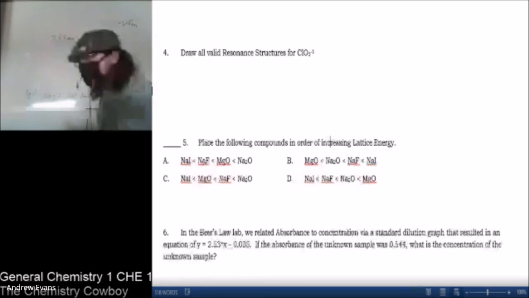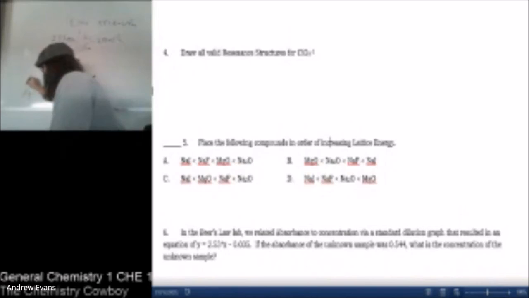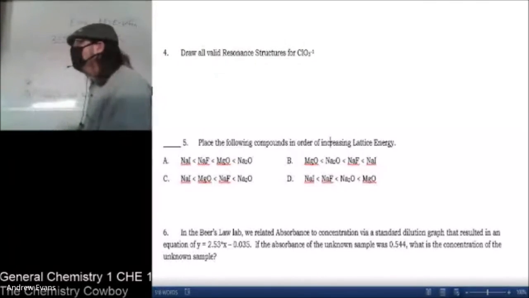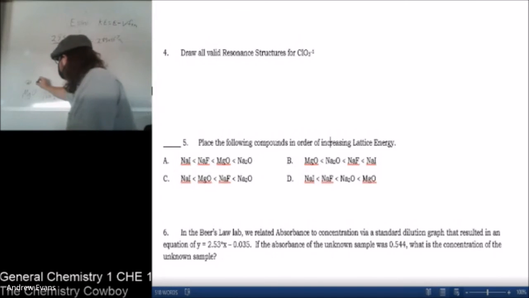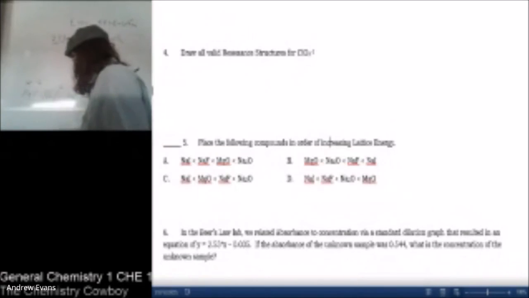So Mg is in column 2. Mg is 2+. O is in column 6 or 16, depending on how you want to put that. But that means oxygen is 2 minus. F is in column 7 or 17, and so is I. So each of those are 1 minus. And sodium is in column 1, so each sodium is plus 1.